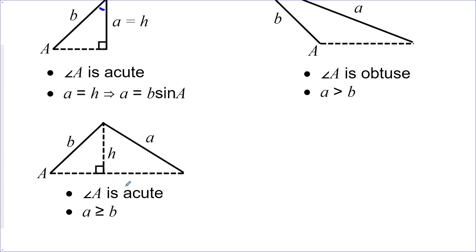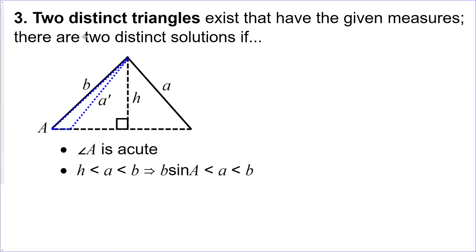And the last option for this is angle A is acute again, but A is greater than or equal to B. If it's equal to B, we created an isosceles triangle. If it's greater than, it's just going to come over here until it hits this line again, and that's only one possible triangle. The third option is when we have two distinct triangles, or we have the ambiguous case.